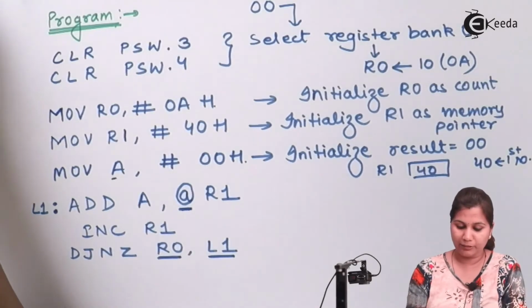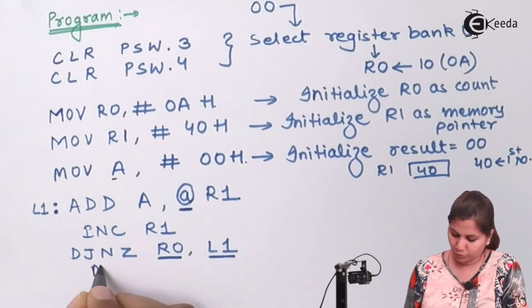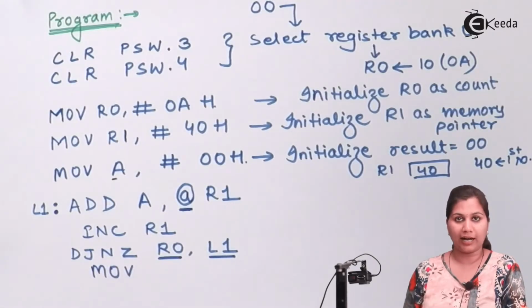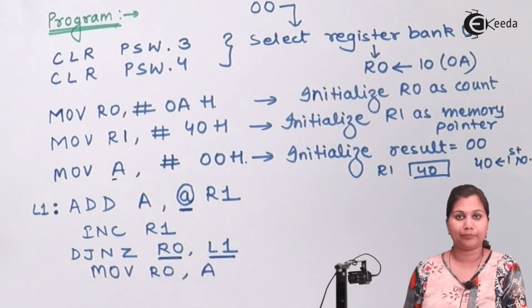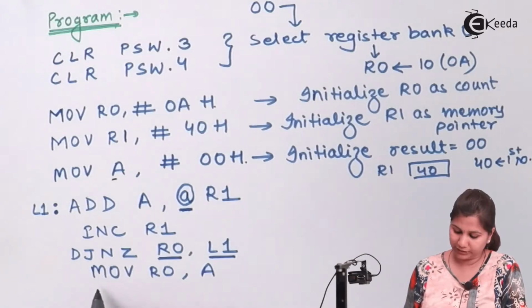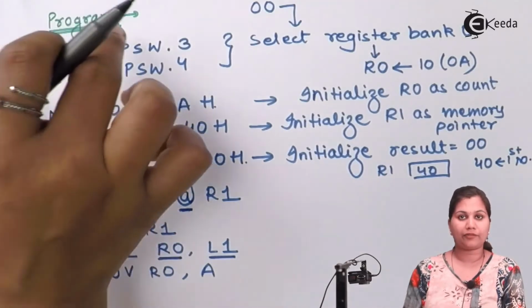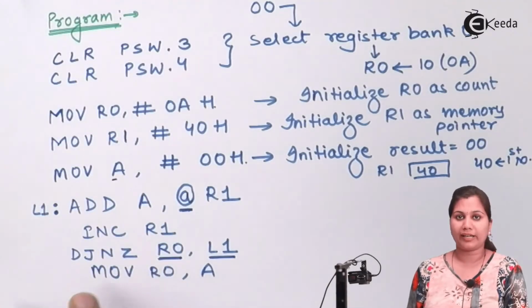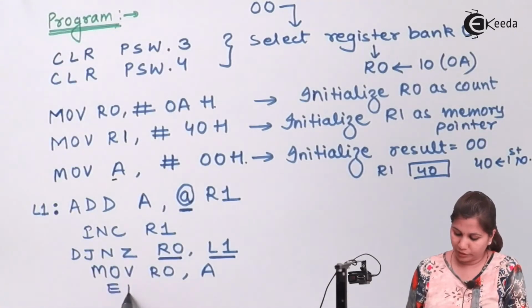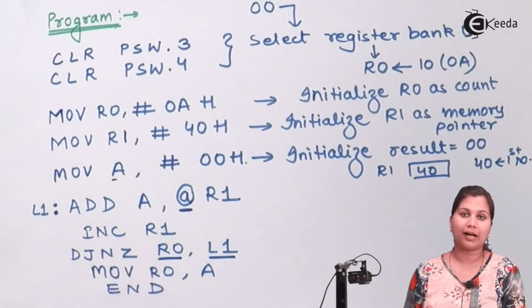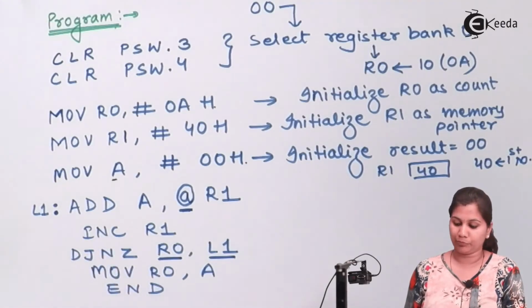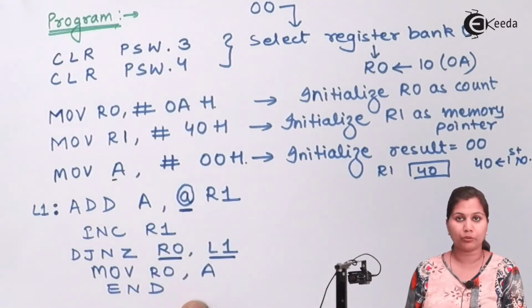So next step will be move, because we have to store the result in the R0 register. So R0 and A. So the result is moved in the R0 register. After that, in 8051, after the ending of every program, we write the word END, E-N-D. It means that this is the last statement of the program and it shows that now the program has terminated. So this completes our program.